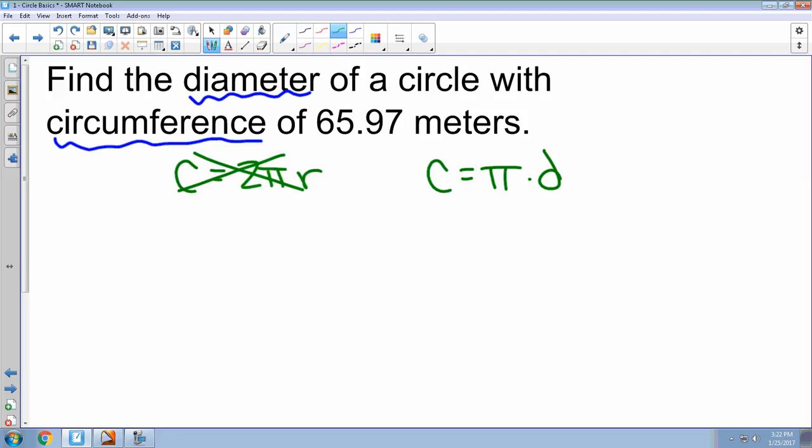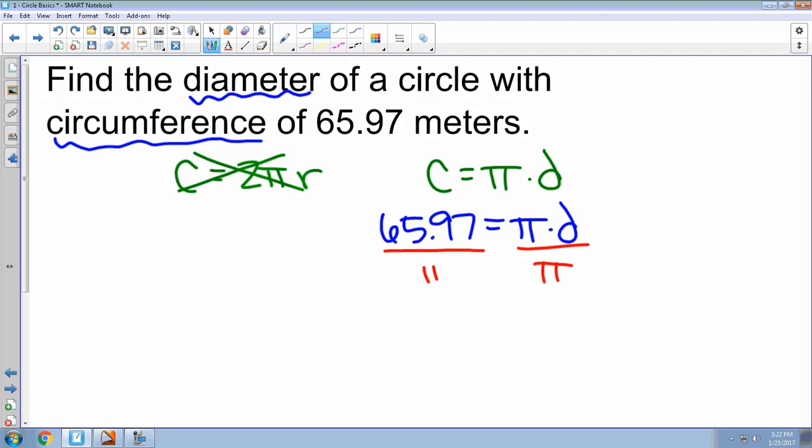Once you've picked your formula, you've got to plug into your formula. I was given the circumference, so this 65.97 is going to get plugged in right here for the C in C equals pi times diameter. Once you have that, we've got to solve for diameter. While pi is a symbol, it is still just a number. So you are going to divide both sides by pi. Your calculator can do that for you. Make sure you are doing that now. And you should get that your diameter is 21 meters.